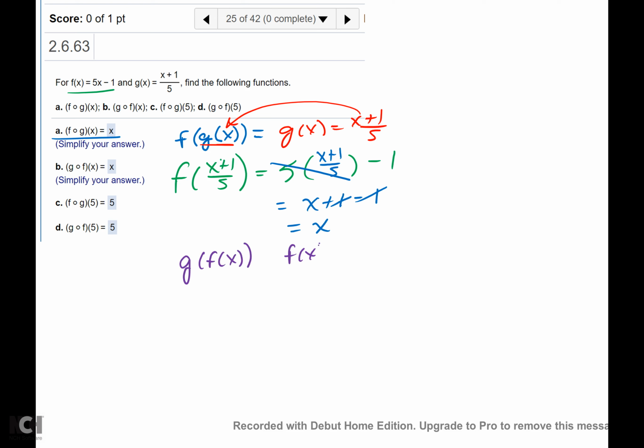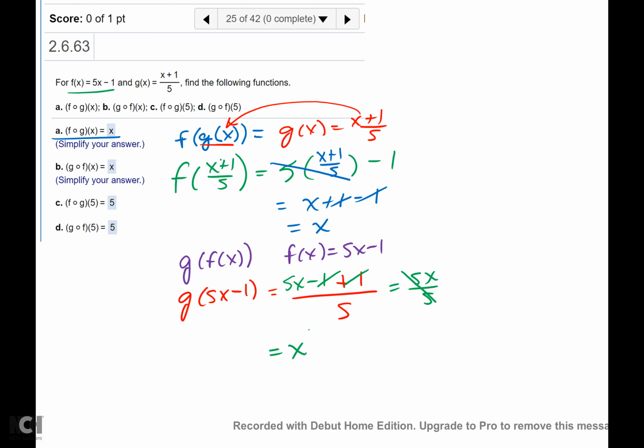Well, f of x equals 5x minus 1. So they're wanting me to find g of 5x minus 1, which would be copy the g function, leave out x, and plug in what you brought, which is 5x minus 1. Those cancel. That leaves me 5x over 5. Those cancel, which leaves me x. These functions are inverses because their compositions both came out to be the mother function.